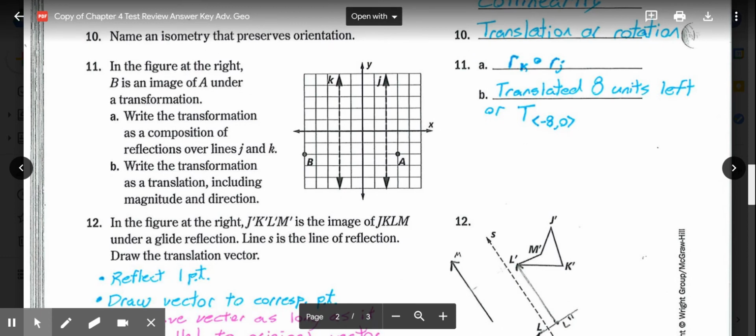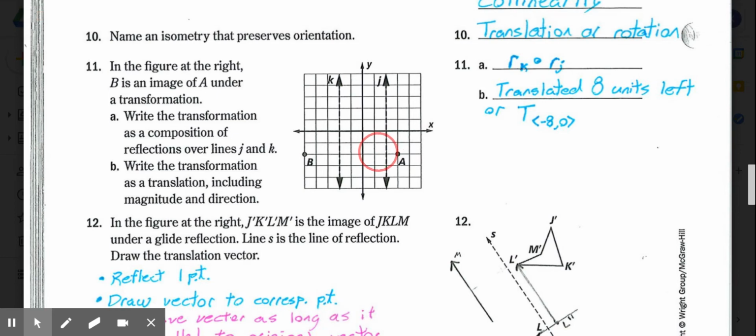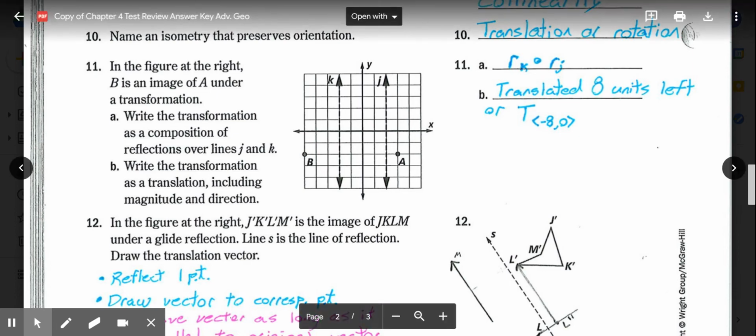In 11A and B, it says in the figure at the right, B is an image of A under a transformation. So starting at A, ending at B. Write the transformation as a composition of reflections over lines J and K. So A was first reflected over J, then reflected over K to end up at B. So our composite notation would be a reflection over K following a reflection over J. Whichever one is first goes on the right.